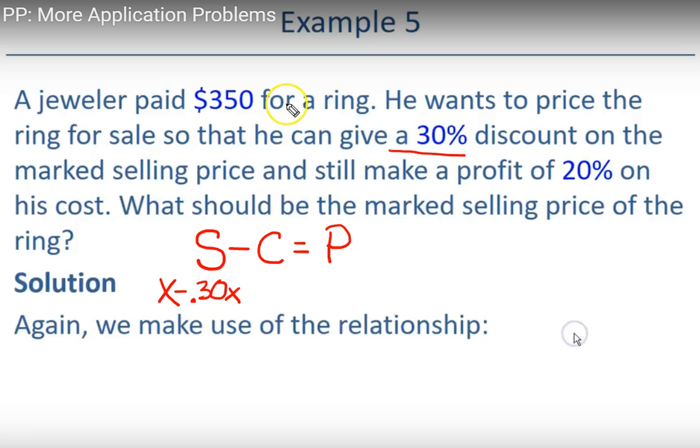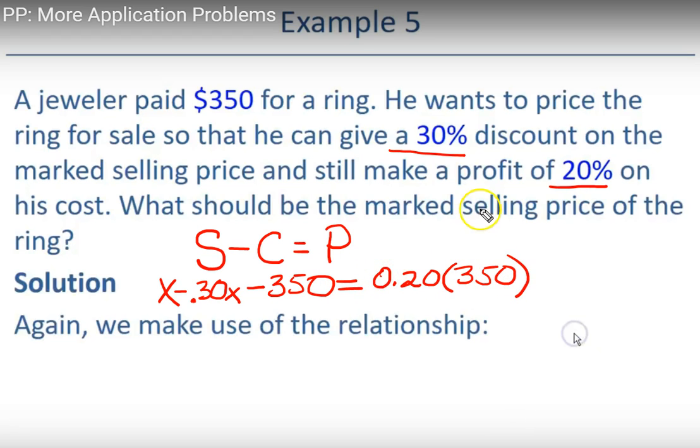Now what is the cost? Well, we know the cost is $350. And that's going to be equal to the profit. Now the profit is going to be 20% of the 350. So this is what the person was asking me to help them with, to set up the equation for this.